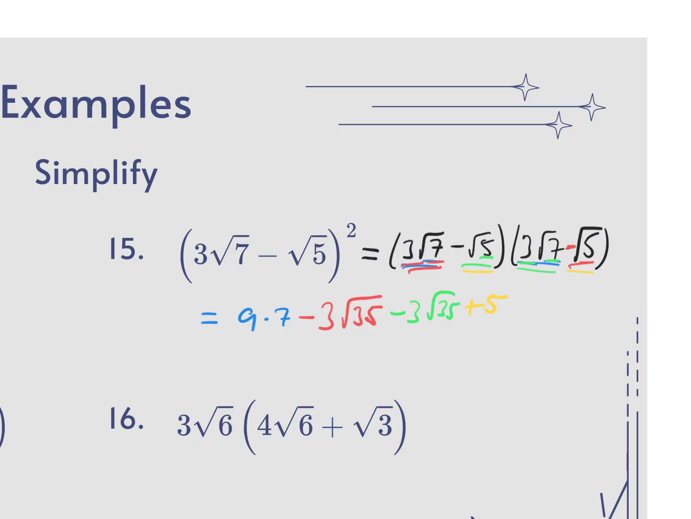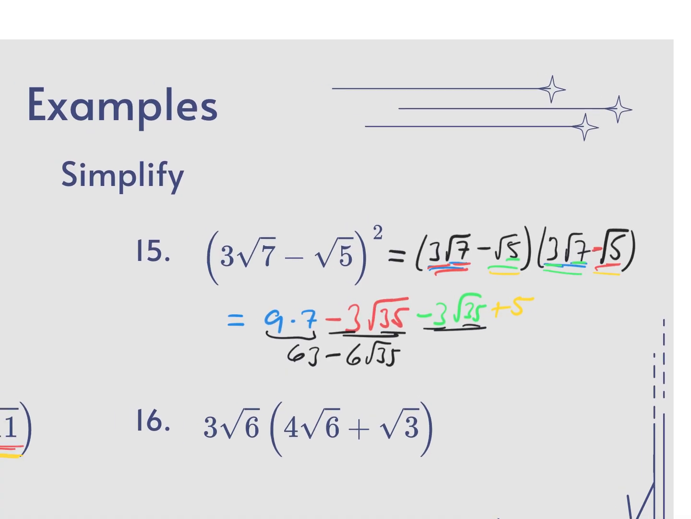All right? And then here when I go to combine like terms, 9 times 7 is 63. These have the exact same radical, 35 and 35. This time they don't cancel out. Negative 3 and negative 3 is just negative 6 square root of 35. All right, so some people make the mistake of just crossing it out. They're the same. You have to combine like terms, and they don't cancel out.